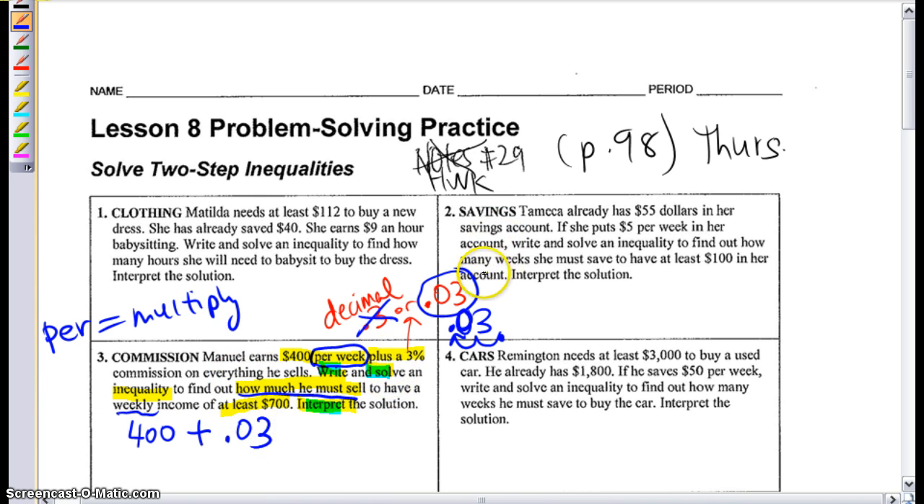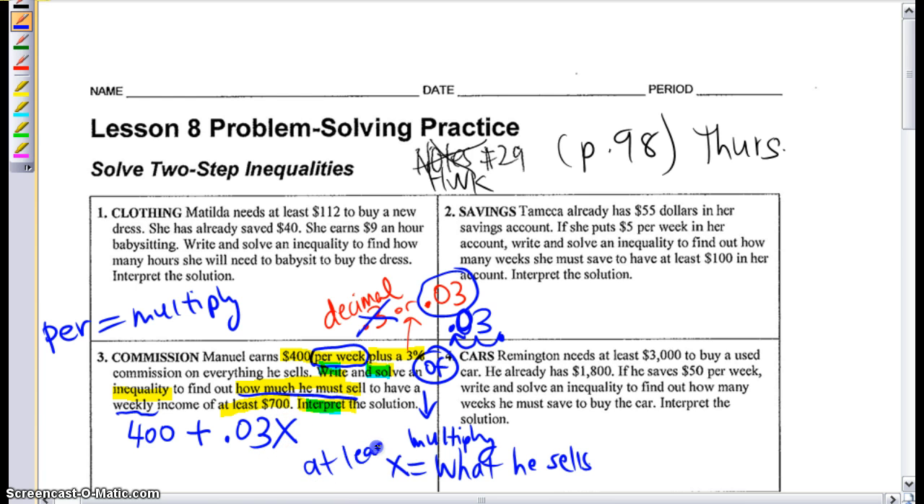Now, if he takes a percentage of something, then of also means multiplication in math. So I'm going to multiply 0.03 by x, and x is what he sells. So this 400 plus the 0.03 commission of what he sells, x, that's the total that he wants to have. Now that total must be at least $700. So at least is going to be something that's larger or equal to, so I'm going to do larger or equal to the $700. So there's me setting it up.